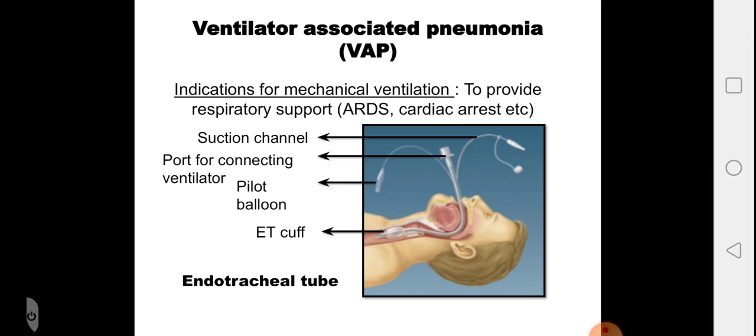And what happens when this endotracheal tube is inserted? Actually, it is irritating the mucosa. It is inhibiting the ciliary clearance mechanism of bronchial secretions. So they try to pool up above the ET cuff.